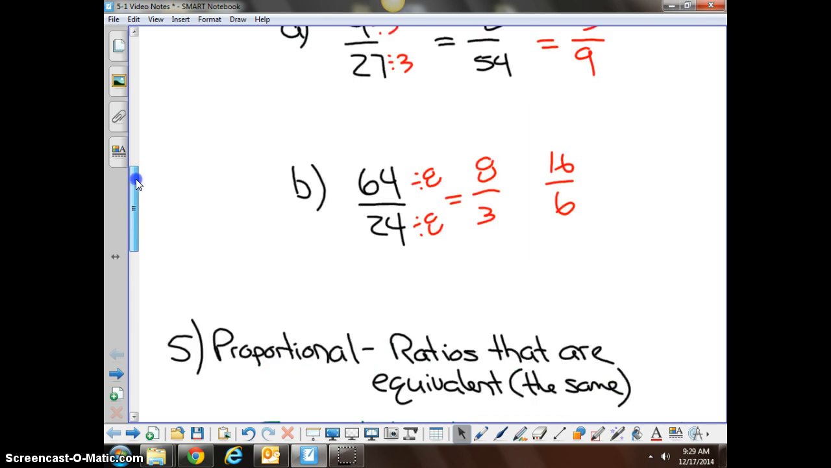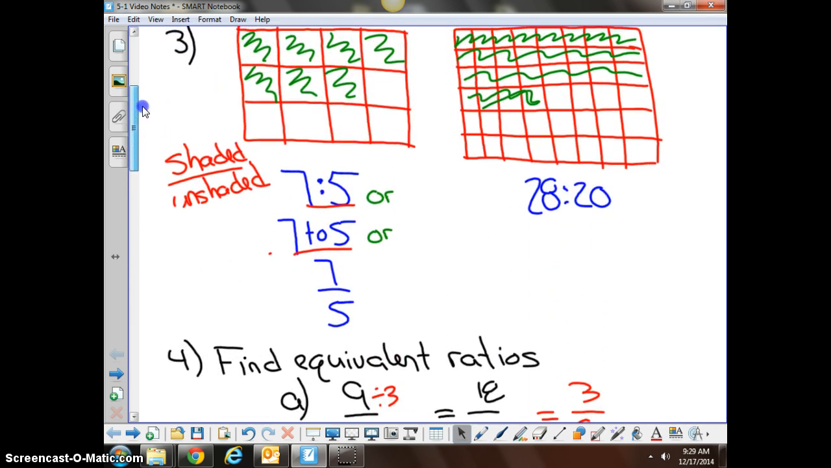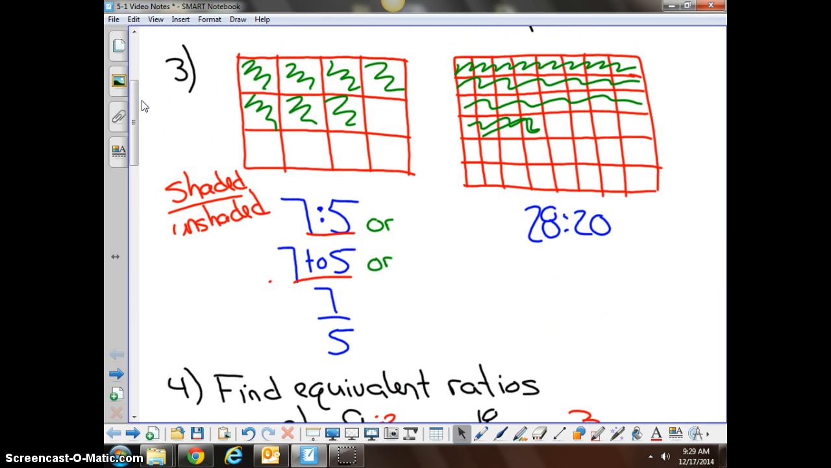So if I move back up to number 3 and I look at my 7 to 5 box and my 28 to 20 box, if I reduce both of those numbers down into simplest forms, they would be the exact same thing. So in this case, 7 to 5 is in lowest terms. You can't reduce that anymore.